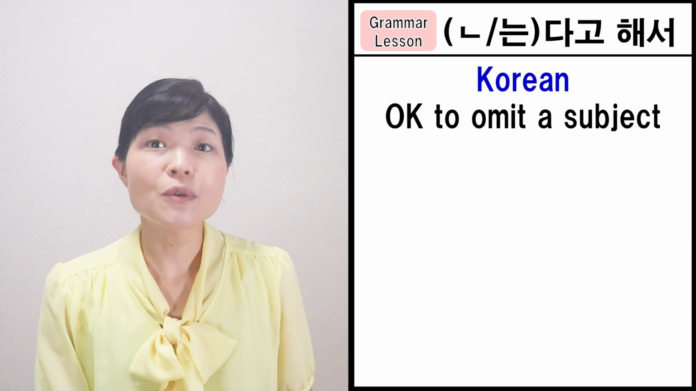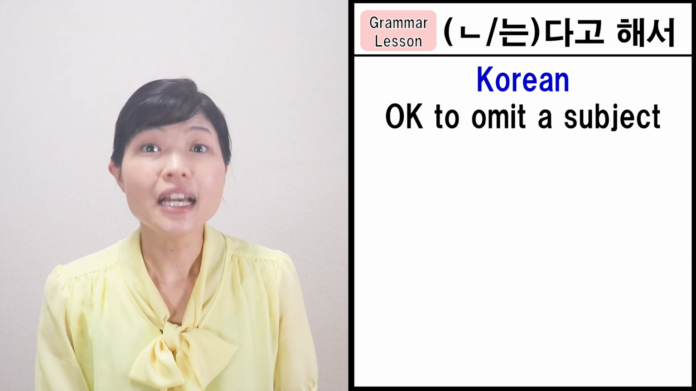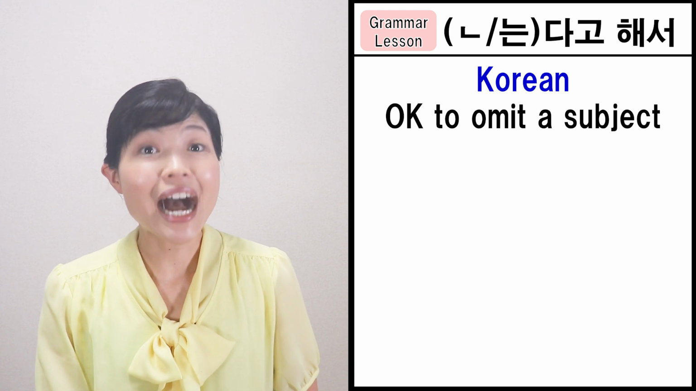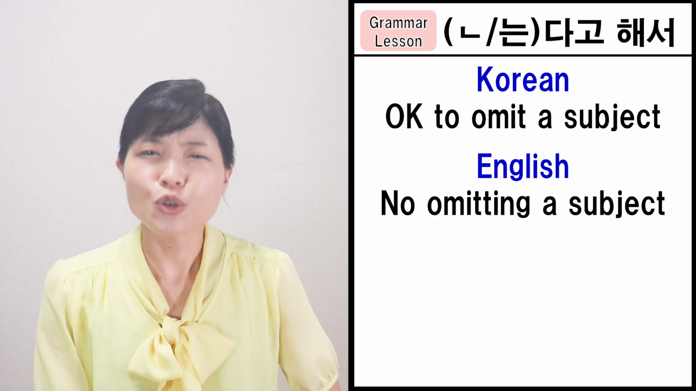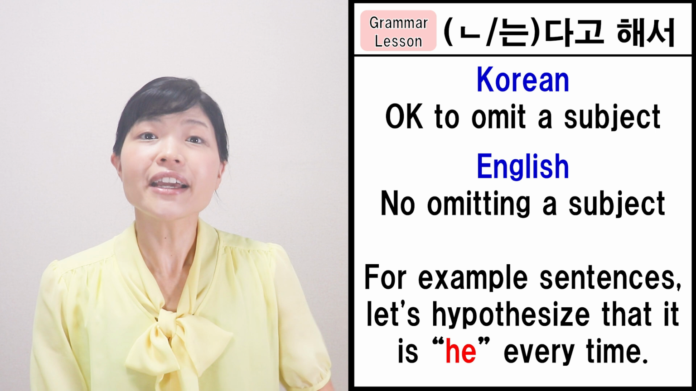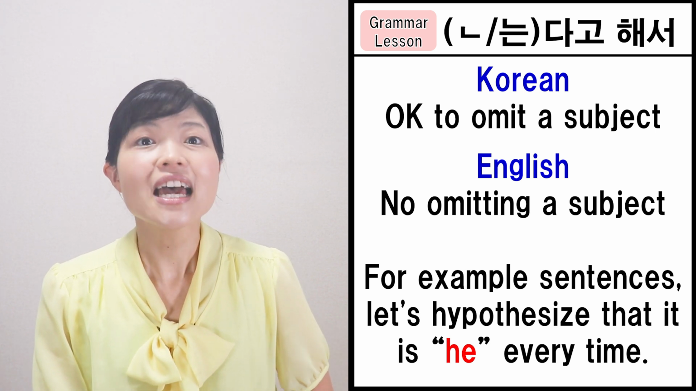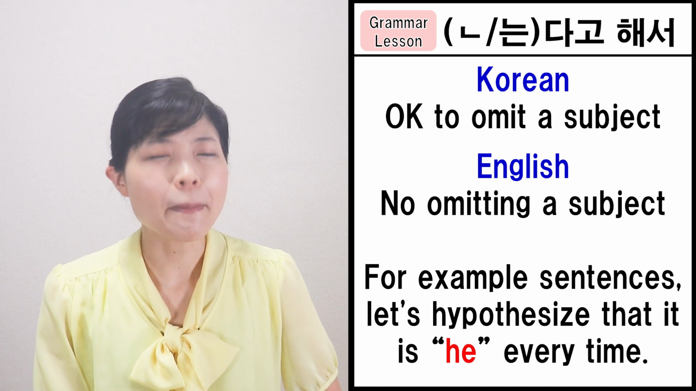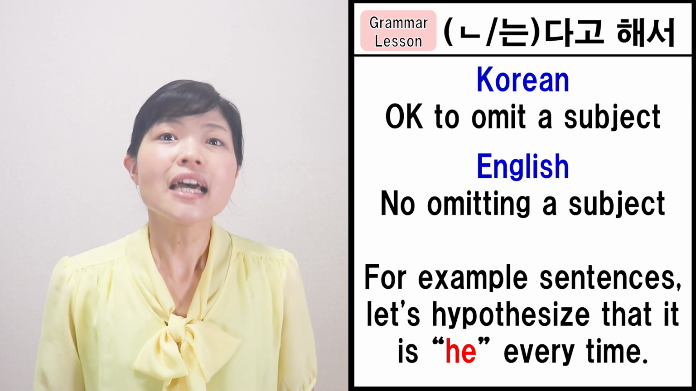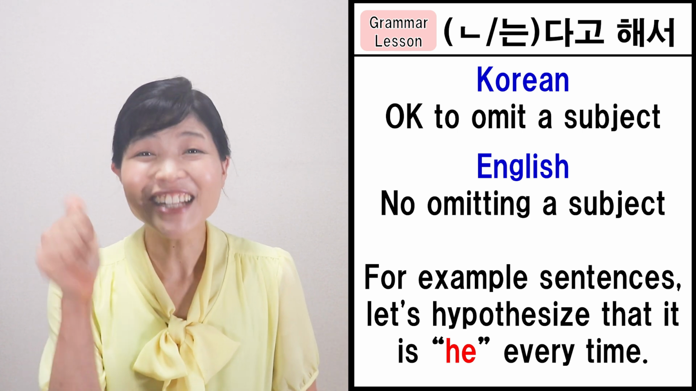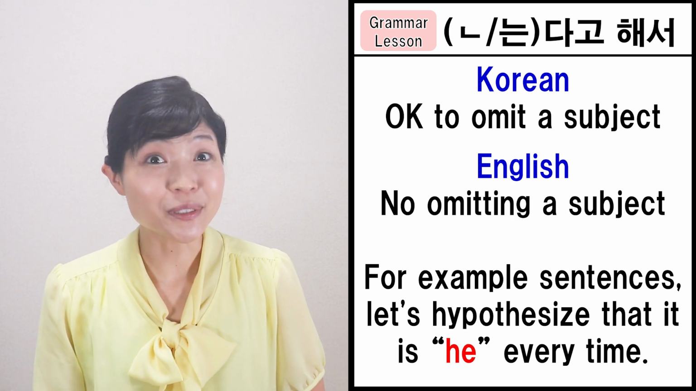By the way, in Korean sentences in general, you can omit a subject which is he, she, or I. But in English, you cannot, right? If I constantly say he or she for every sentence, it can be a little bit too repetitive. So from now on, let's hypothesize that it is he every time. Okay? Now let's see some examples.